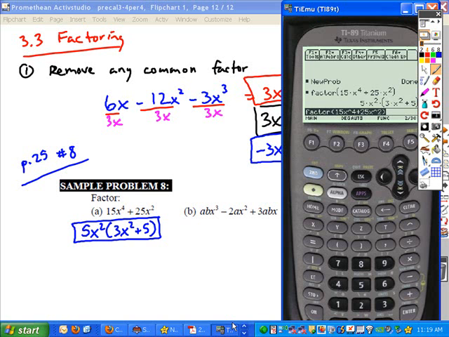I want you to try B on your own. See if you can confirm that you got the right factored form using your calculator.